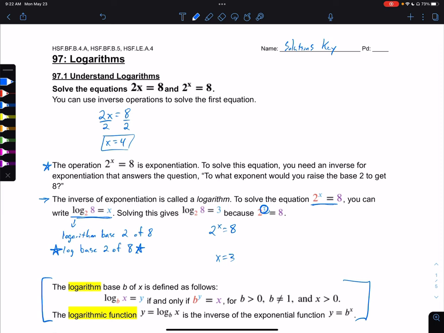Just take note of the statement down here. The logarithm base b of x is defined as follows. A couple of parameters: b has to be greater than 0, b cannot be equal to 1, and x has to be greater than 0. The logarithmic function y equals log base b of x is the inverse of the exponential function y equals b raised to the x power. So again, one last time, we're looking at inverse operations so that we can solve functions or equations with exponents as variables.